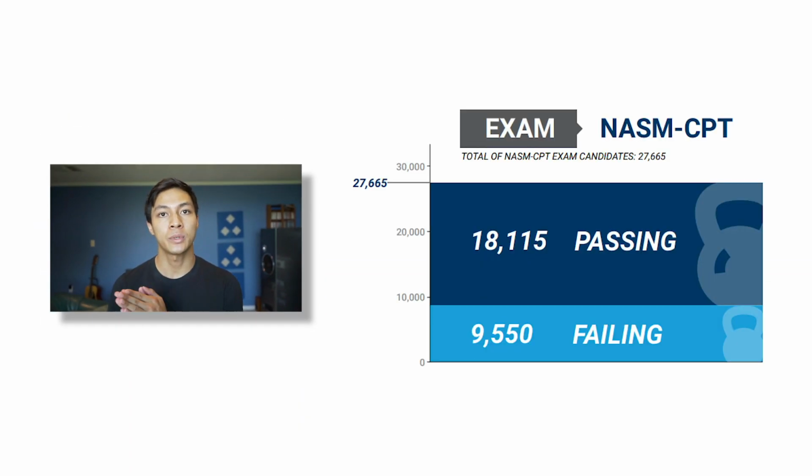In data released by NASM from the time period between August 2017 to August 2018, only approximately 18,000 students have passed, while approximately 9,550 failed. This indicates that only 2/3 of the students who take the examination will be able to pass. Now, despite this difficulty, that doesn't mean there aren't strategies or resources to help you study and prepare for the examination.